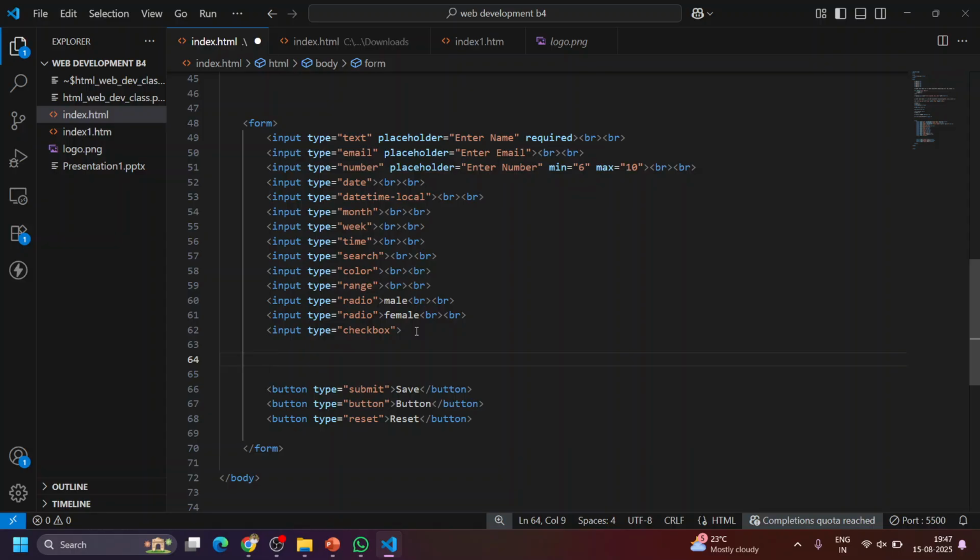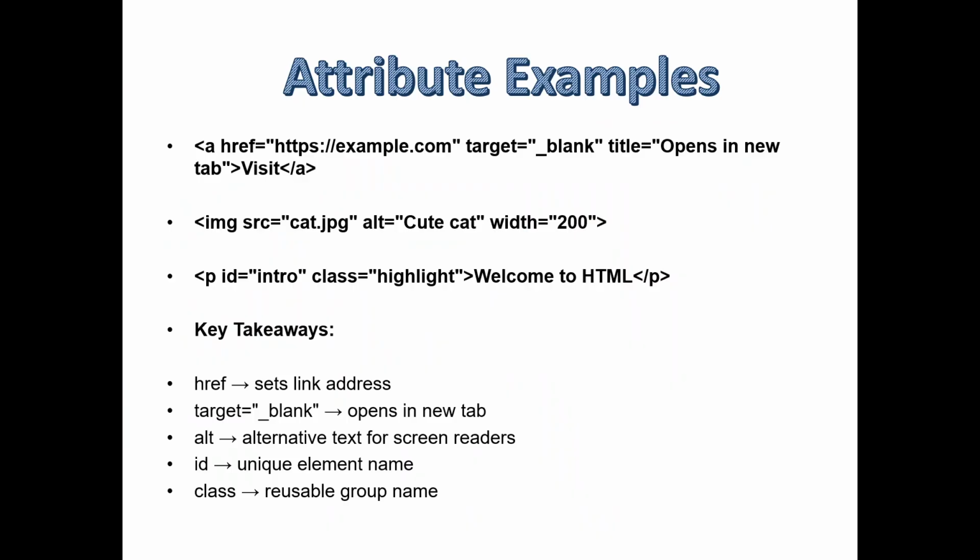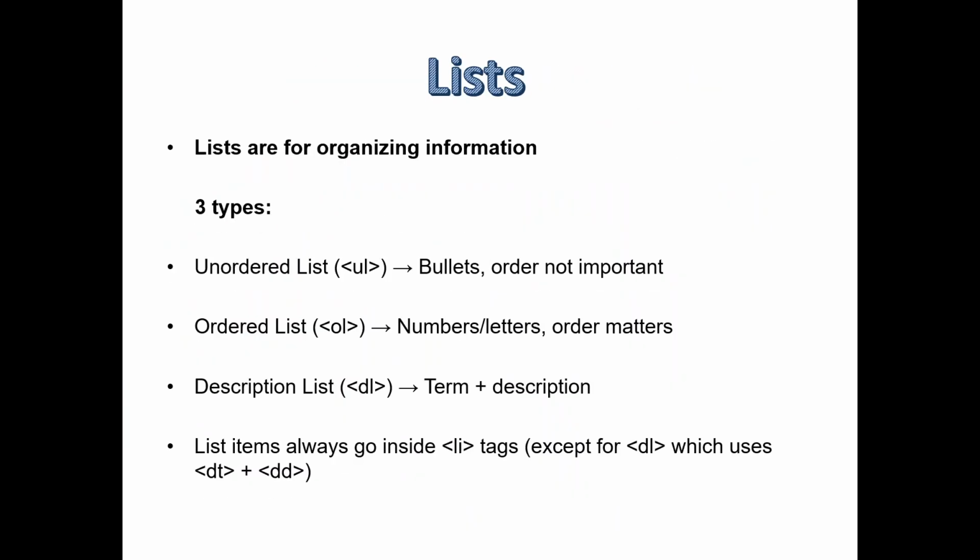Now we will discuss list. List is nothing but it will organize the data. It will organize the information. The list is divided into three types: unordered list, ordered list, and then description list.